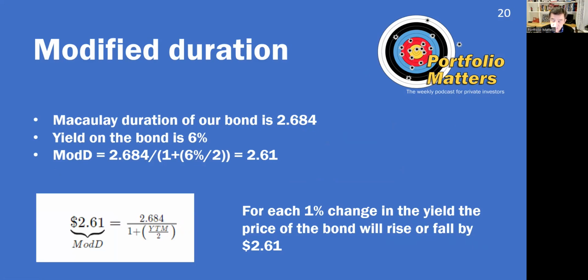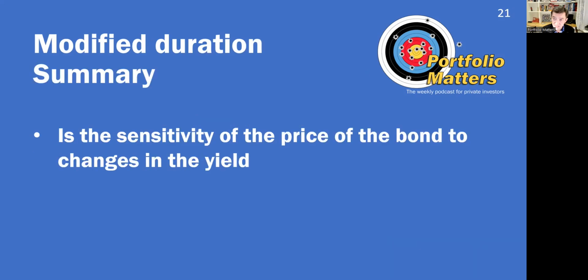So the modified duration gives us how the price of the bond will change for a 1% change in yield. So for each 1% change in yield, the price of the bond will rise or fall by $2.61. So in summary, the modified duration gives us the sensitivity of the price of the bond to changes in the yield and is derived from the Macaulay duration.